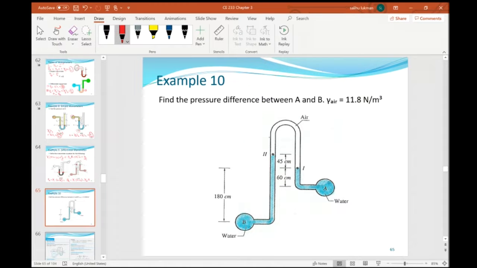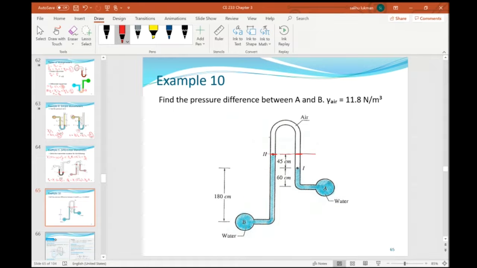Now this is an example which says find the pressure difference between A and B. Okay, you are given the unit weight of air to be 11.8 newton per cubic meter. Okay, the pressure difference between A and B, that is PA minus PB. Okay, so let's draw a horizontal line here so that we can generate the pressure equation at this point, and they are equal.